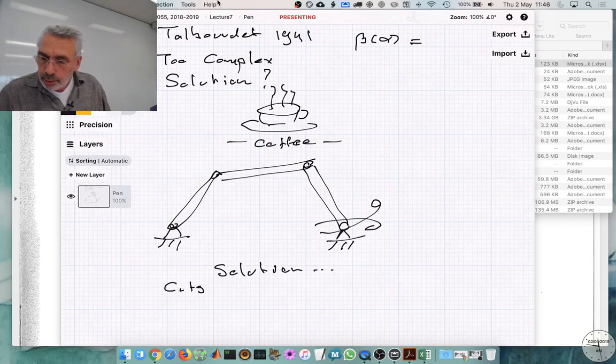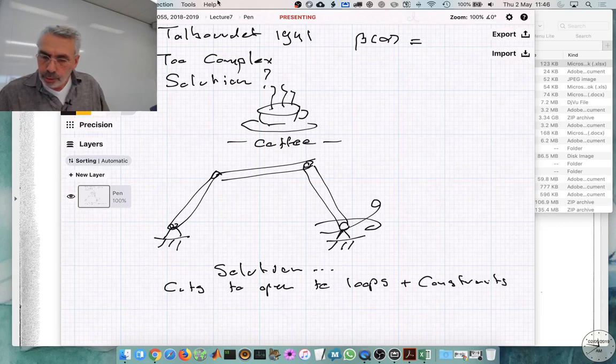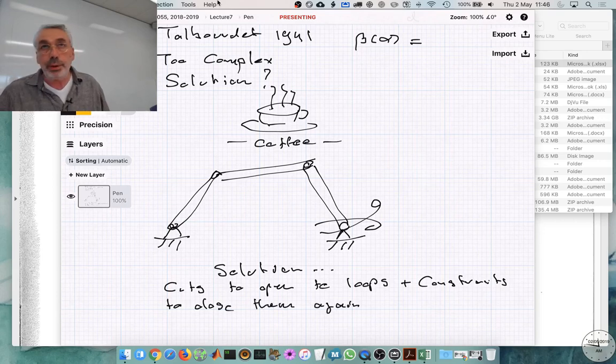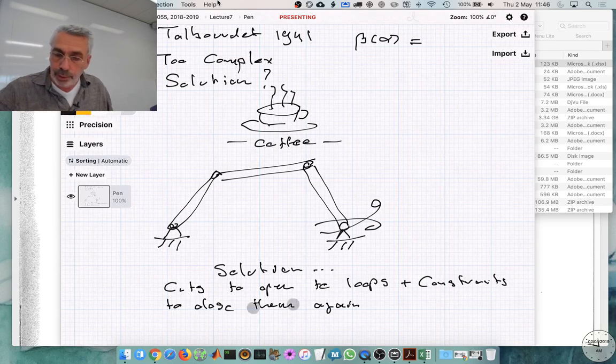cuts to open the loops plus constraints to close them again. Because for these open loop systems, it's pretty easy to write down what the expressions are, right?